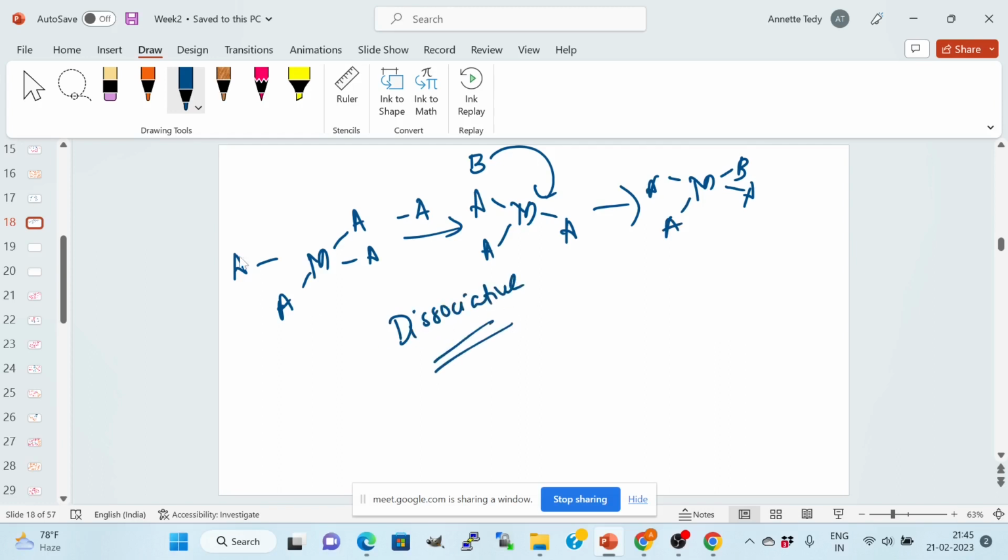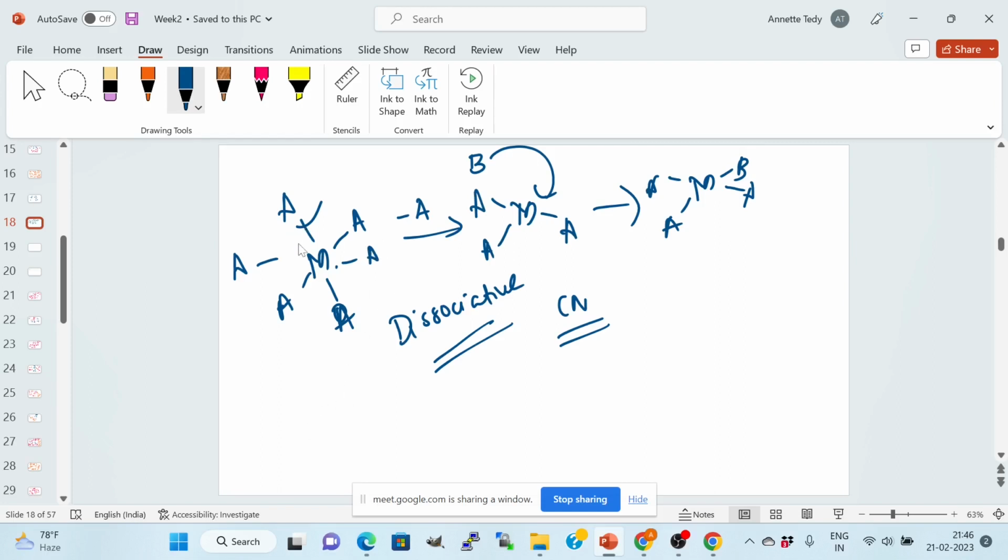This generally happens when we have a lot of crowding. For example, we have an octahedral complex. Then the incoming ligand will find so much steric hindrance if it has to come directly. So in that case, first one will leave, then this B will come and attack here. So it generally depends on the coordination number. If the coordination number is already large and there is so much steric hindrance, then the dissociative pathway will happen. Otherwise, the associative pathway.